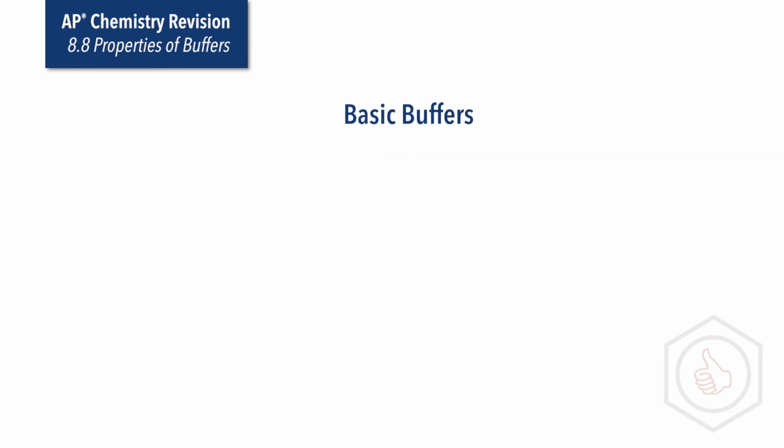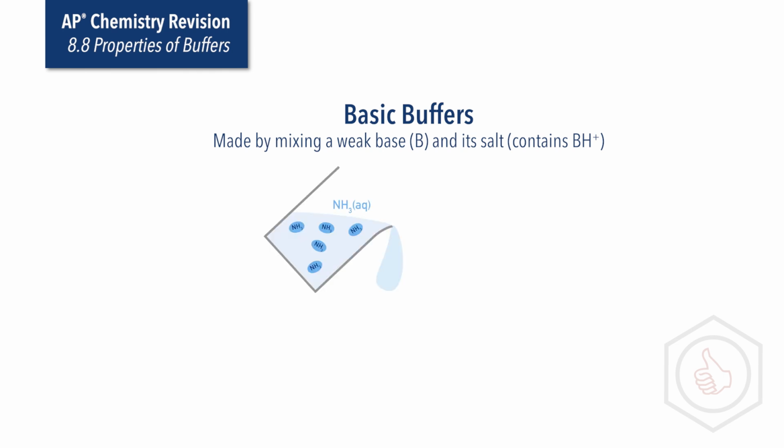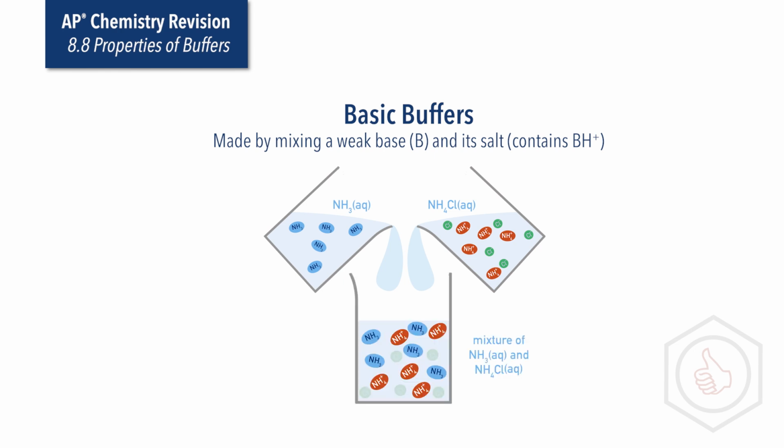Basic buffers can be made from a weak base and a salt that contains the conjugate acid of the base. For example, if you mix ammonia NH3 and its salt ammonium chloride NH4Cl, you would form a basic buffer system, with the NH3 and NH4+ in an equilibrium with each other.